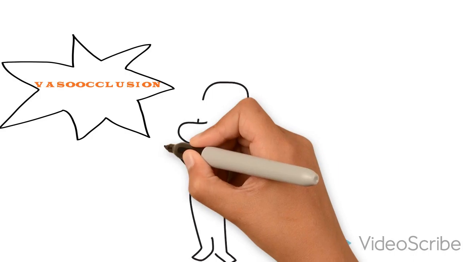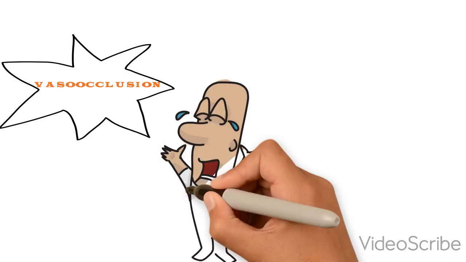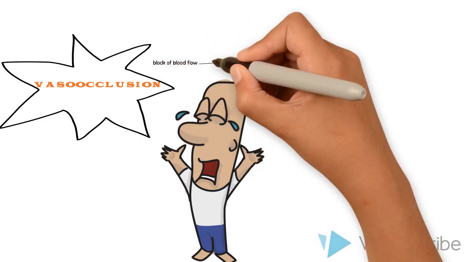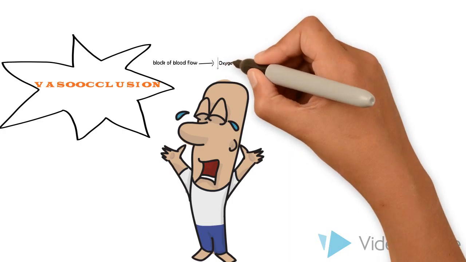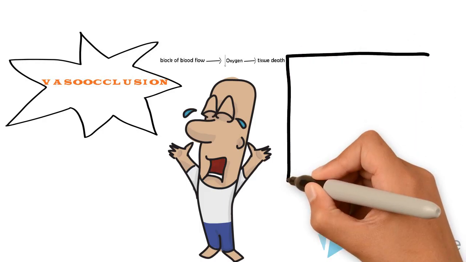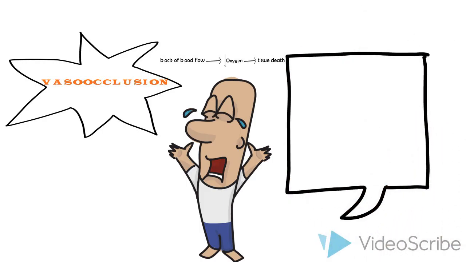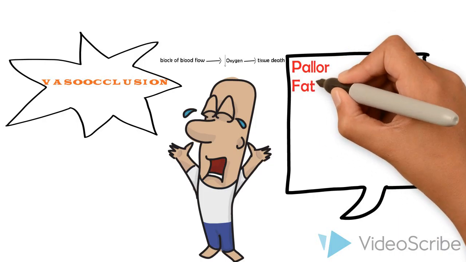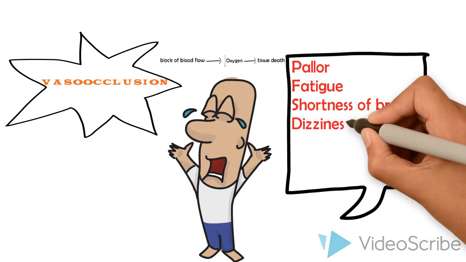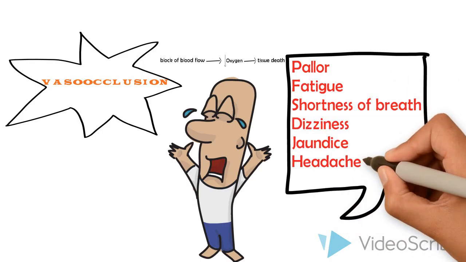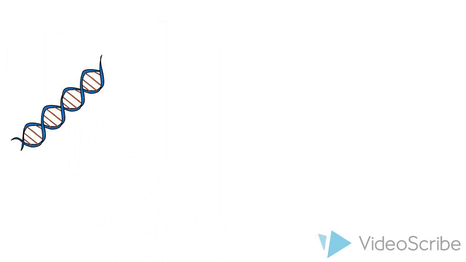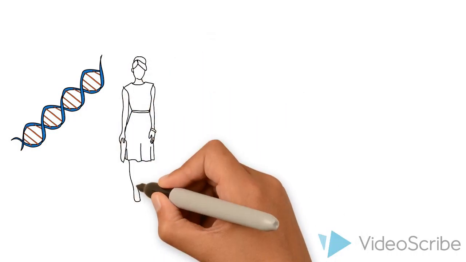Now, anyone with sickle cell anemia will tell you a vaso-occlusive crisis is extremely painful. And as you would suspect, the blockage of blood flow will cause a lack of oxygen transport to the distal tubules and can lead to thrombosis and/or tissue death. Some other manifestations of sickle cell anemia when the sickling occurs are pallor, fatigue, shortness of breath, dizziness, jaundice, and headache.